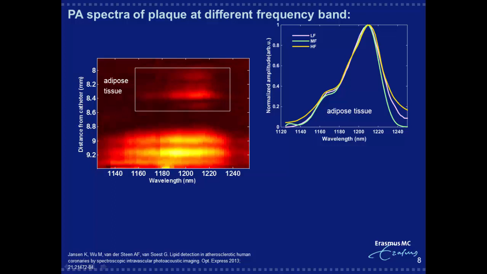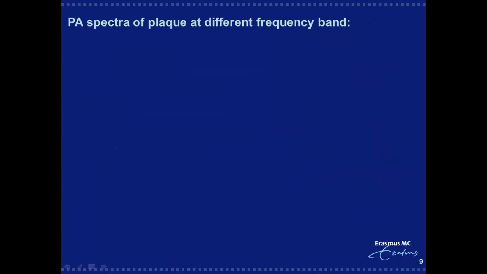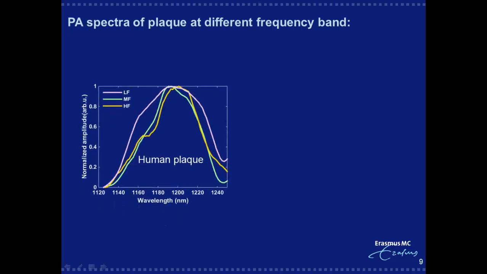This part is from the adipose tissue. It's giving a spectrum like this. And then this part is from plaque, and it's giving a spectrum like this at a different frequency band. I think you already noticed that. The photoacoustic spectrum of plaque changes at different frequency band, especially at low frequency. It's much wider than at middle and high frequency range.